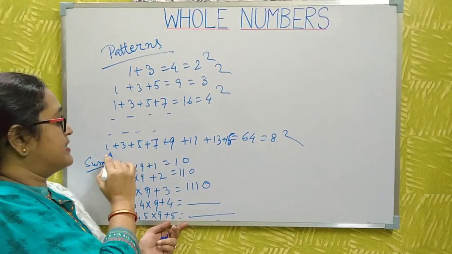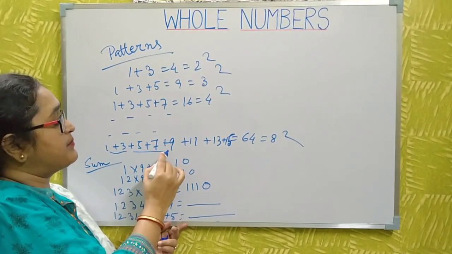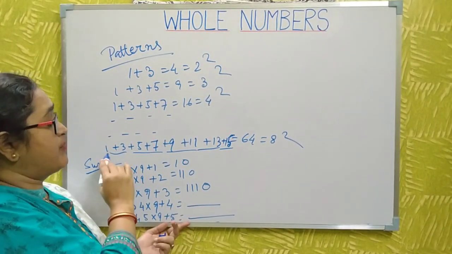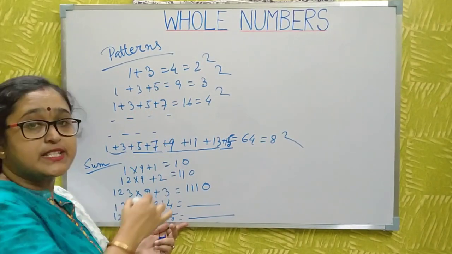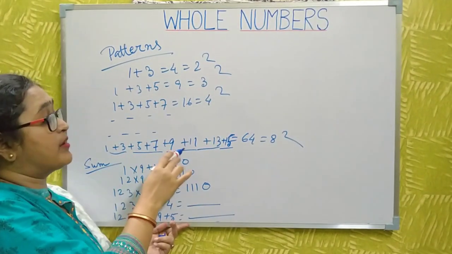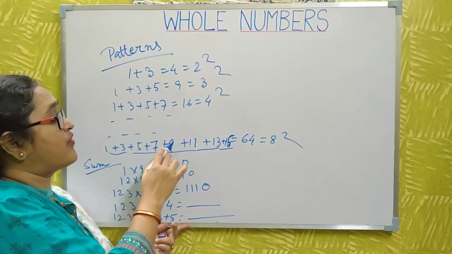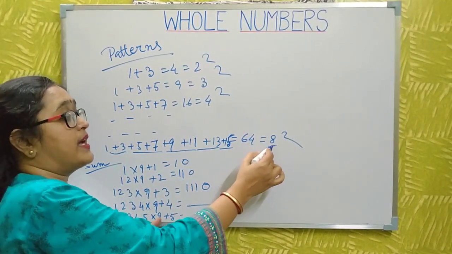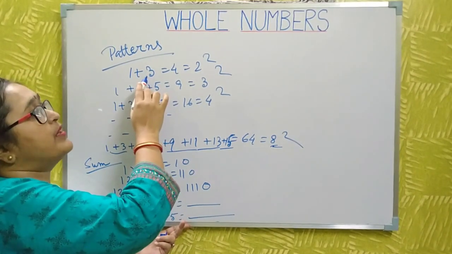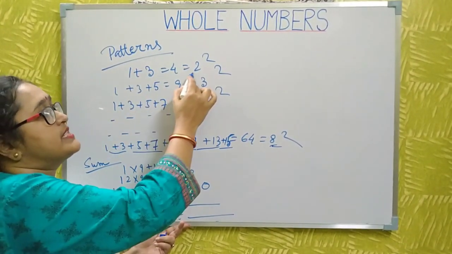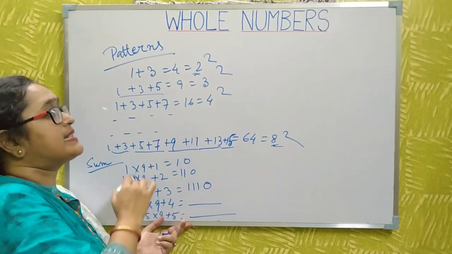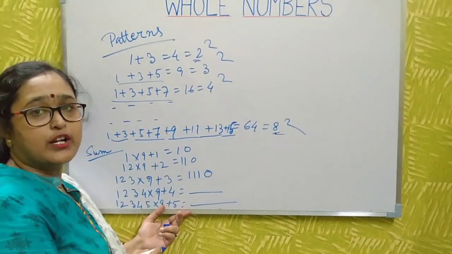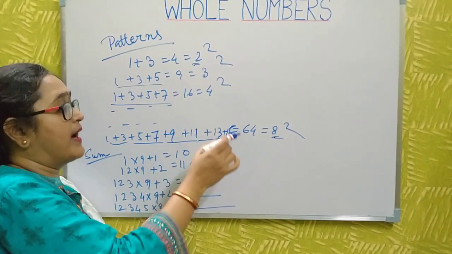If you add 1 plus 3 plus 5 plus 7 plus 9 plus 11 plus 13 plus 15, how many odd numbers? All these things are odd numbers. How many odd numbers do you add here? 1, 2, 3, 4, 5, 6, 7, 8. 8 odd numbers you add here. That's why 8 square. Here you add how many odd numbers? 2 odd numbers. This is 2 square. Here you add 3 odd numbers. This is 3 square. Here you add 4 odd numbers. This is 4 square. Okay.